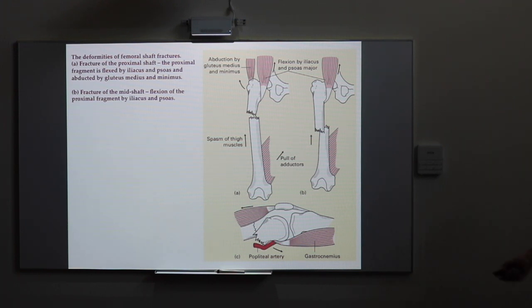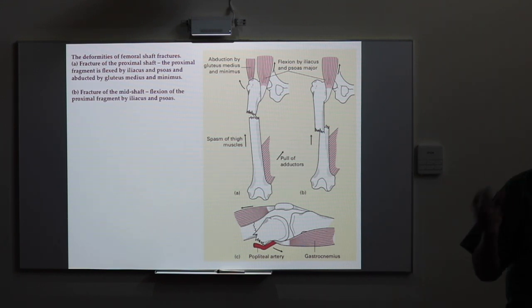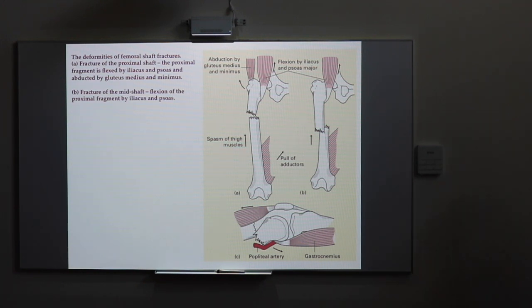Gastrocnemius is pulling it forward, and due to this pull, this sharp, jagged edge is really causing a dent, a penetration, a pressure over my artery, which is lying just close to that, and that artery is nothing but the popliteal artery. Is that clear? So these concepts should be very clear. So again, the mechanisms are important to understand the things. Is it clear? Now going further.